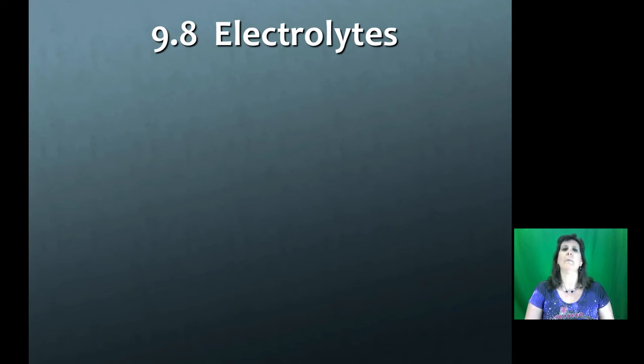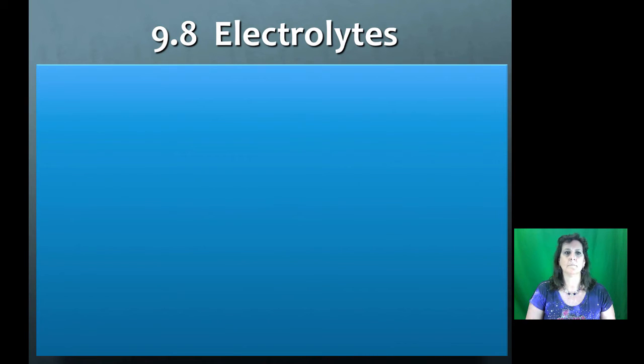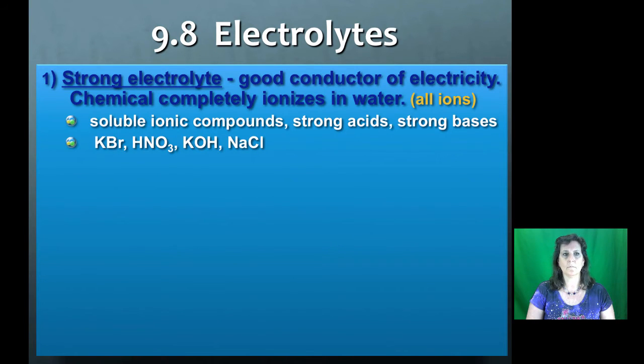All right, now we're going to talk about electrolytes. Strong electrolytes are good conductors of electricity. The chemical completely ionizes in water, meaning all ions. What did we just talk about that's all ions? Strong acids and strong bases. You're correct. What else is all ions? Breaks apart completely.